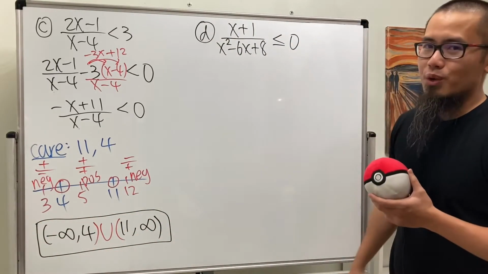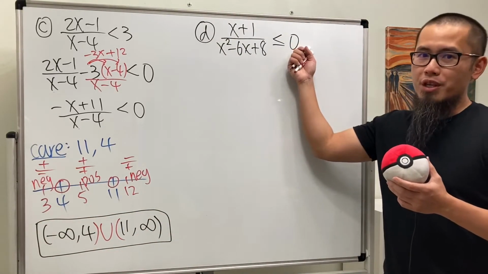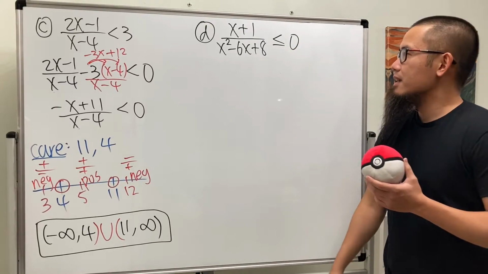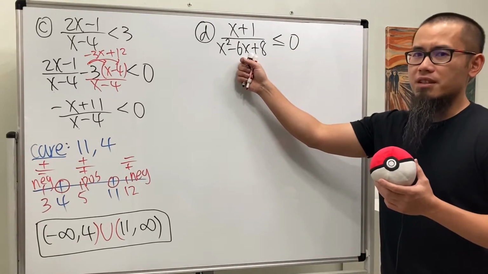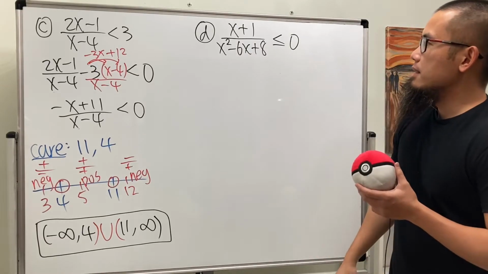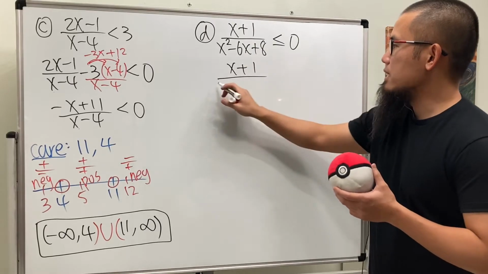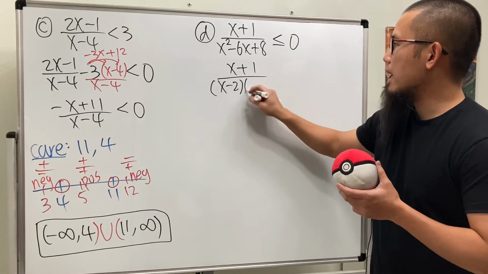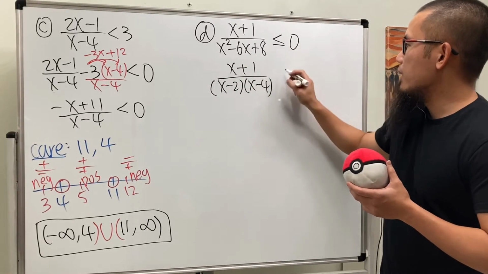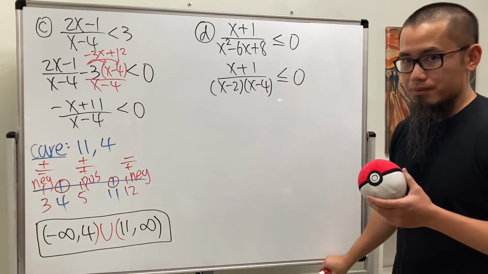Now, take a look at this one. We have a 0 right here already. That is really nice. And we can simplify this. So let's go ahead and do that. Okay, factor that. So on the top, we get x plus 1. On the bottom, we will just have x minus 2 times x minus 4. And we want this to be less than or equal to 0.